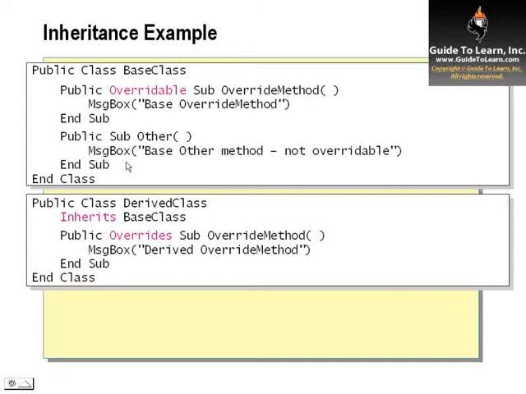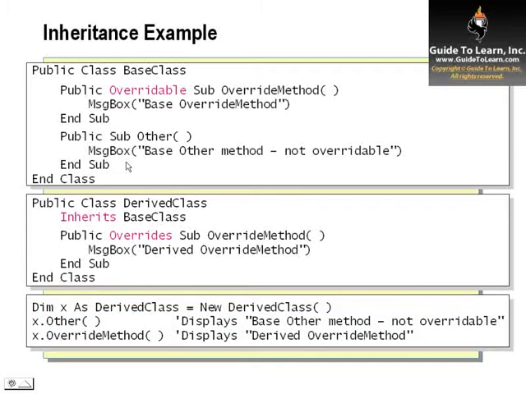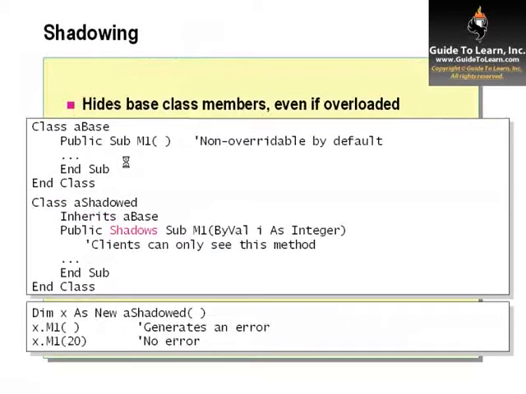If it happens that in a client application you want to take advantage of it and use it, which is the last section of this slide, you create an instance of that class, and then you call the methods accordingly. And instead of showing the base class, you're using the derived method because you have overridden it. There's a technique called shadowing.